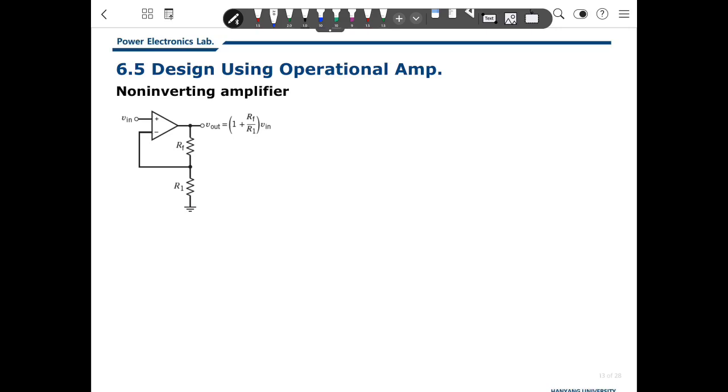Then this is a non-inverting amplifier. If designed in this way, you can get the non-inverting behavior. I mean, if the input is positive, then the output will be positive. If the input is negative, the output will be negative.